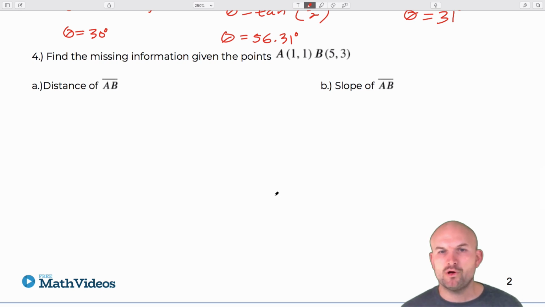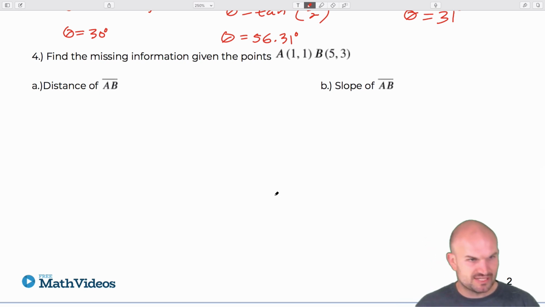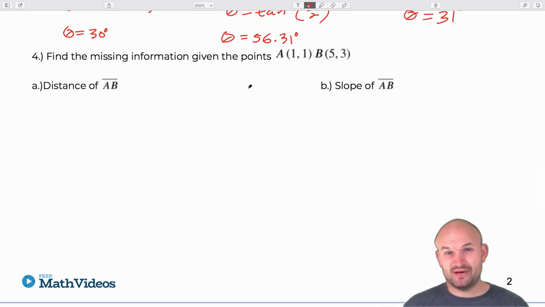All right, last question here is find the missing information given the points. So I have a point 1, 1, which we called A, and another point B, which we have as 5, 3. So we need to find the distance, and we need to find the slope. There are a couple different ways we could do this. I think the first thing we should do anyway is just plot the points.